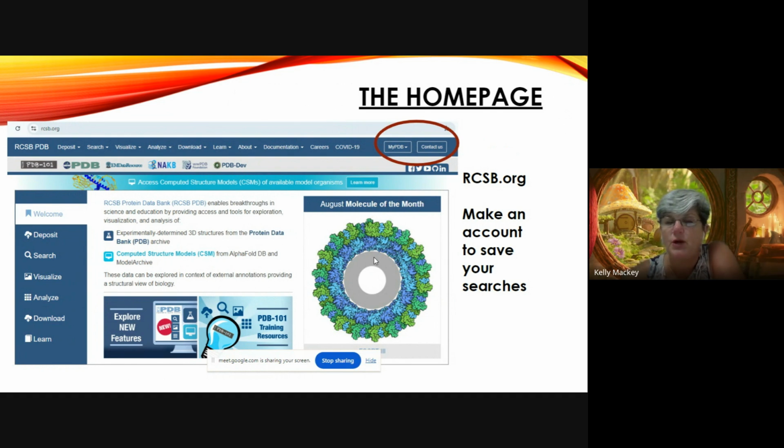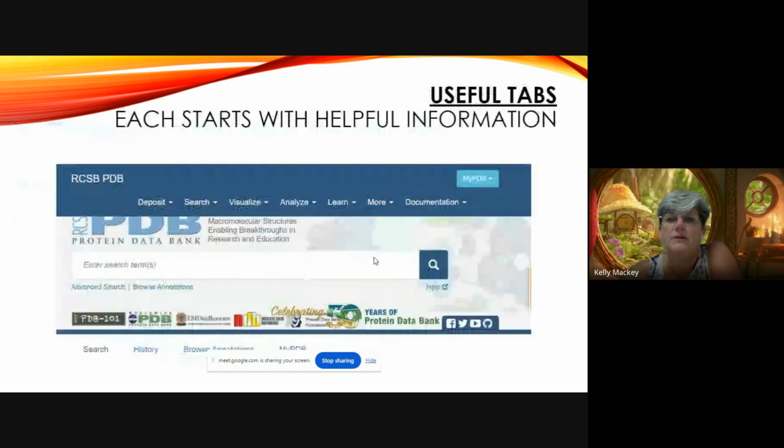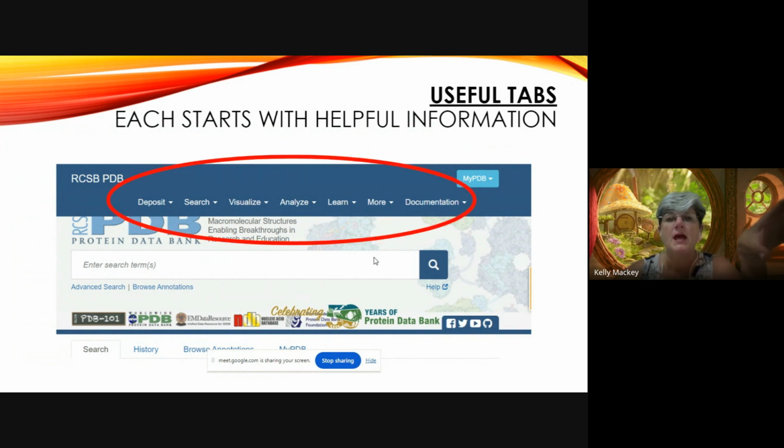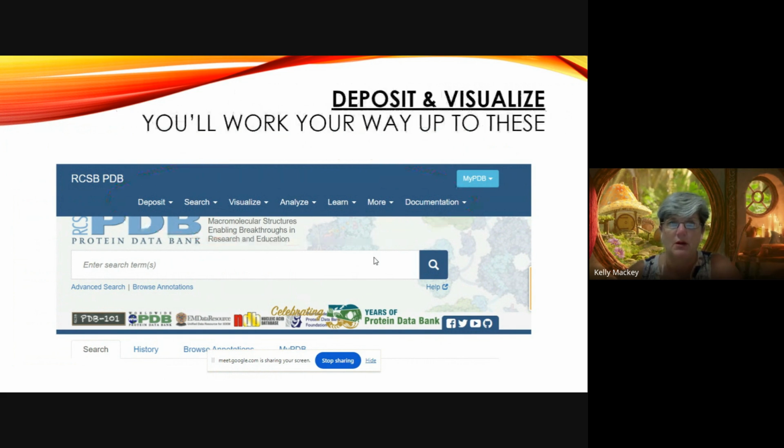I'm going to give you a quick overview so that you know most of the graphics that you're about to see, I stole from one of their training videos. I didn't make them myself. But so the PDB at the top, you have all these tabs. And every single one of these tabs has rich drop-down menus with tons of information.